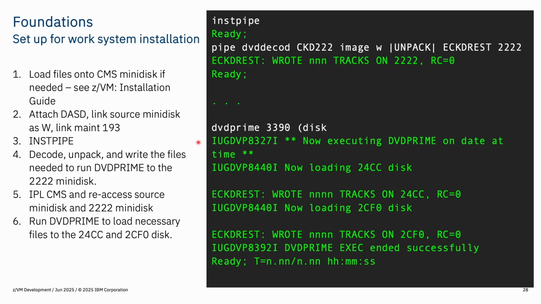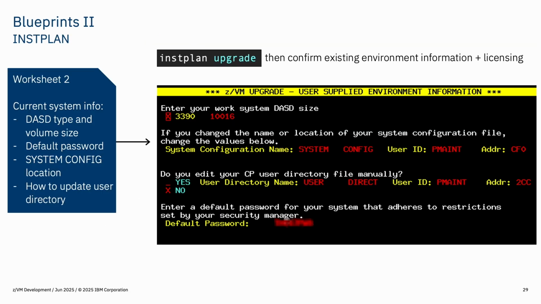Again, all of this is covered in more detail in the z/VM installation guide. Unlike the traditional installation example, when we get to the install step here, we're going to use the install upgrade command, which will first ask us to confirm some information about the existing system. Then it'll ask you to confirm that you have the license to upgrade to the new release level.